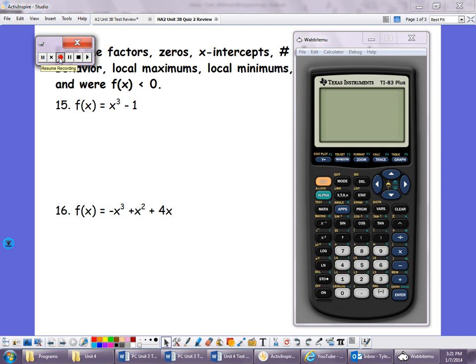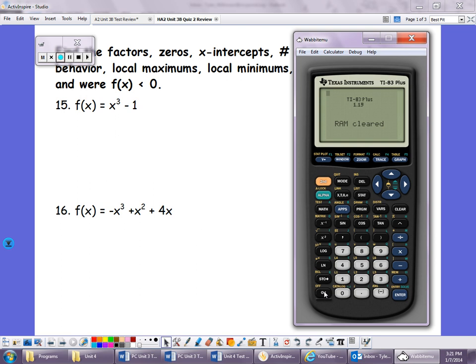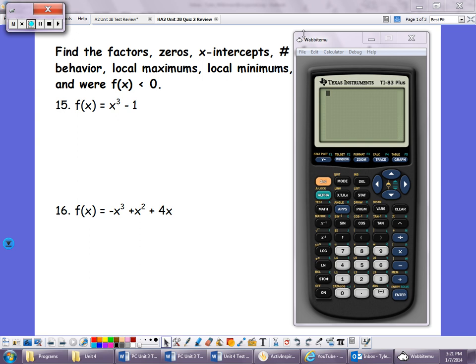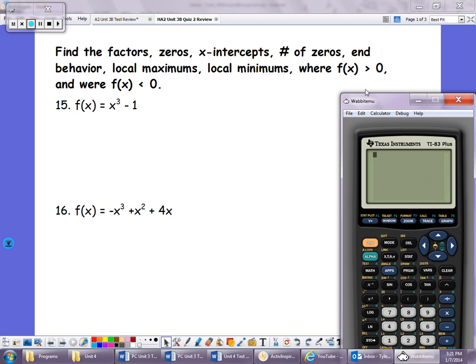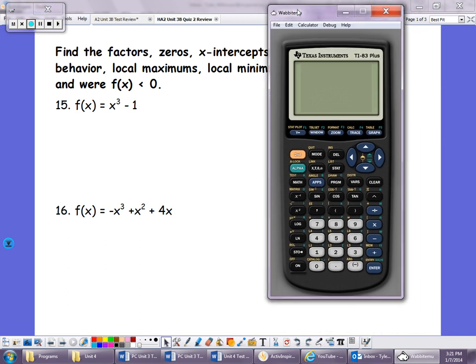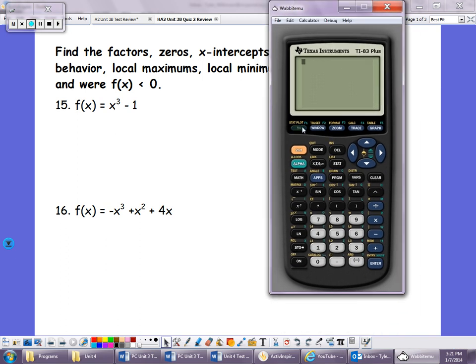All right, so I was just going to walk through three or four problems from the review. First thing, remember you can use your TI-83 calculator on the entire quiz, so that should be a bit of a relief. For this first one, I want us to find the factors, x-intercept, zeros, number of zeros, end behavior, local max, mins, where f of x is greater than 0 and where f of x is less than 0. So the first thing we're going to want is a graph.